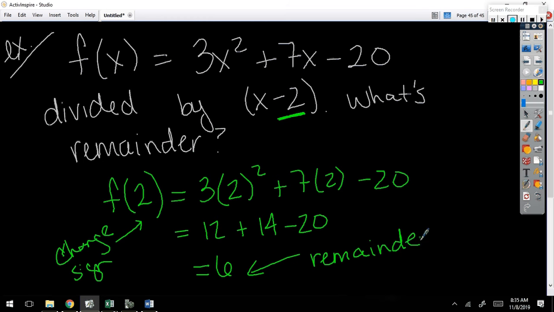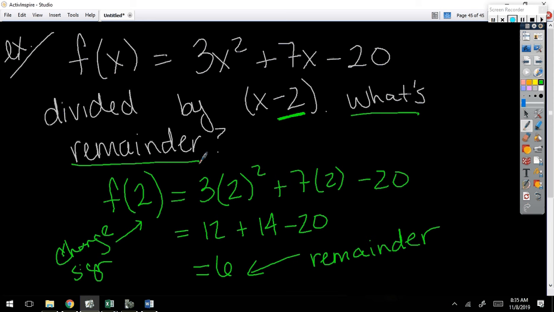16 minus 26 minus 20. So, 11, 6, 7, 8. But where's the problem? The answer is 6. I just asked you, I didn't ask you for what you get when you divide. I just said what's the remainder if you divide.